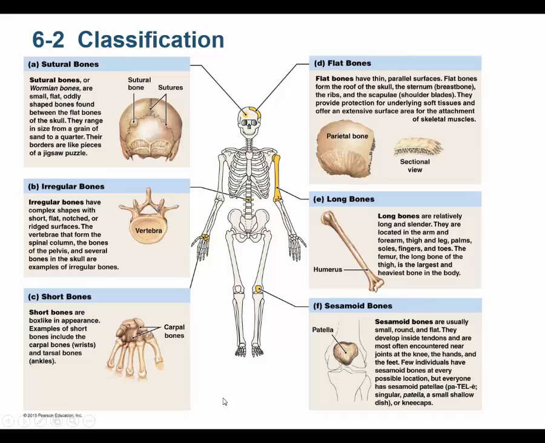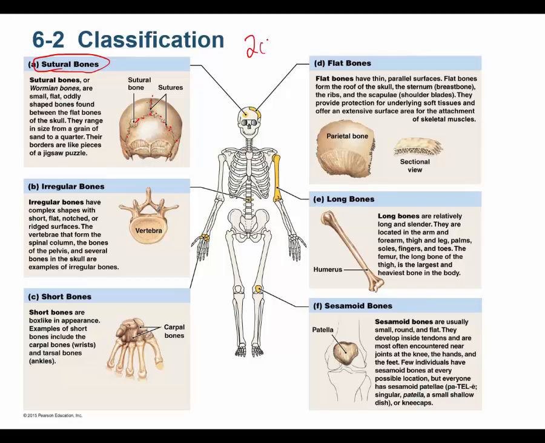All right. This is really lab stuff, but let's just go through it really quick. We have different types of bones. For example, we have sutural bones, and sutural bones are typically the flat bones of the skull, and these sutures right here, by the way, are where the bones fuse together. That's why these are called sutural bones.